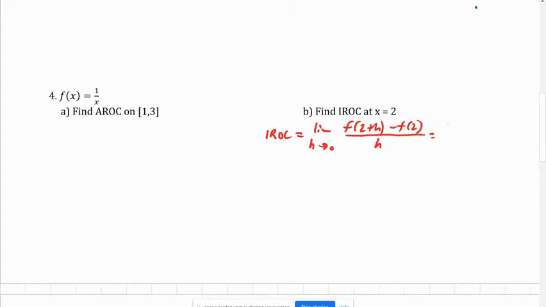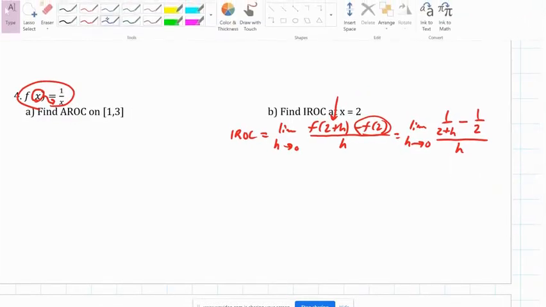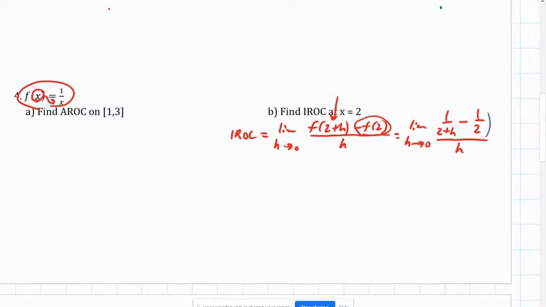And that is the limit as h approaches 0 of 1 over 2 plus h, because the function is f of x equals 1 over x. So whatever's in parentheses, we put down in the denominator. So here I have 2 plus h in parentheses, so I put 2 plus h in the denominator, minus f of 2. So since I have 2 in parentheses, I put 2 in the denominator. Okay, and now we need to evaluate that limit.